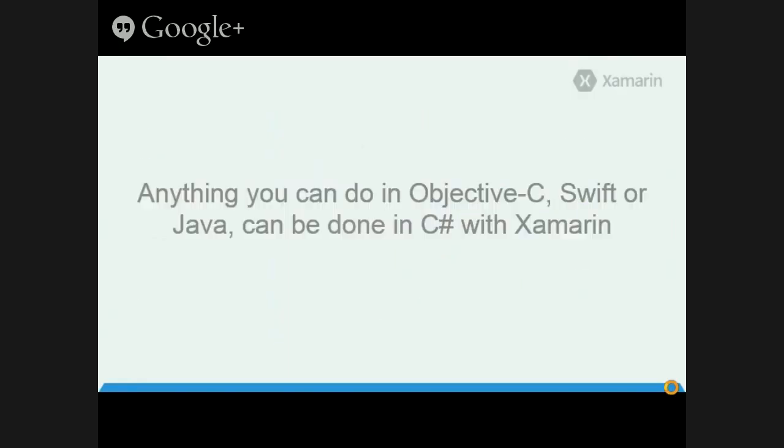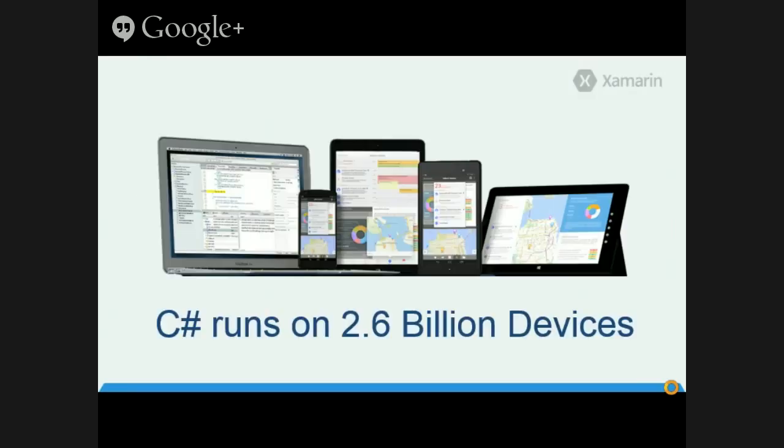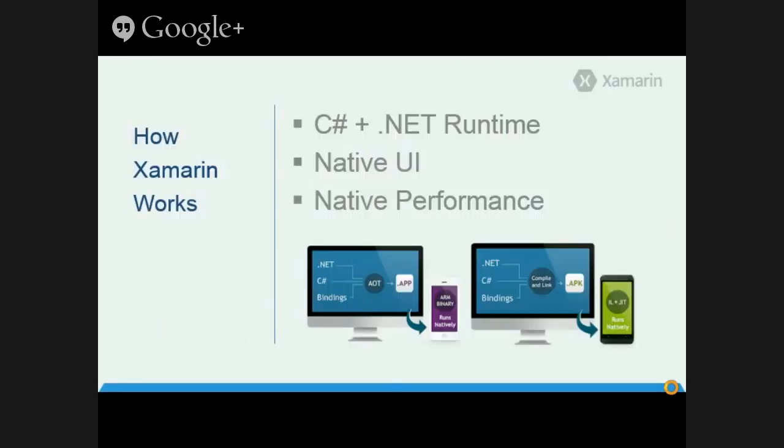And the same with Android. So anything you can do in Objective-C, Swift, well, don't use Swift yet, it's not quite done, and Java, you can do in C# with Xamarin. So that's how C# runs on 2.6 billion devices. Does that answer your question enough?